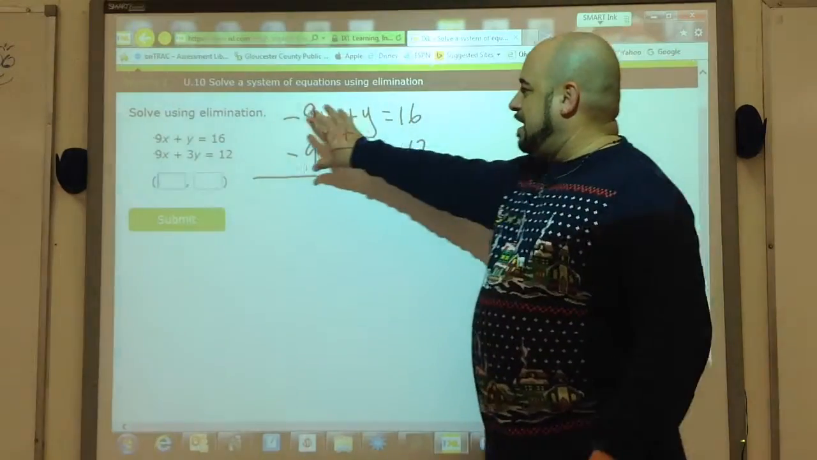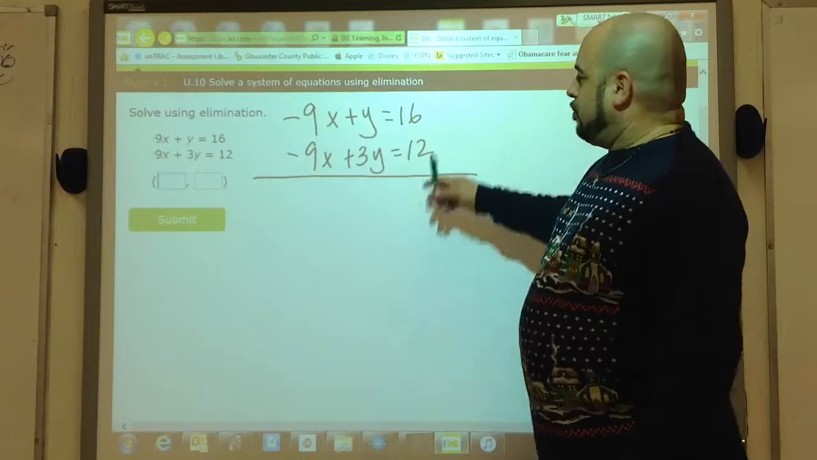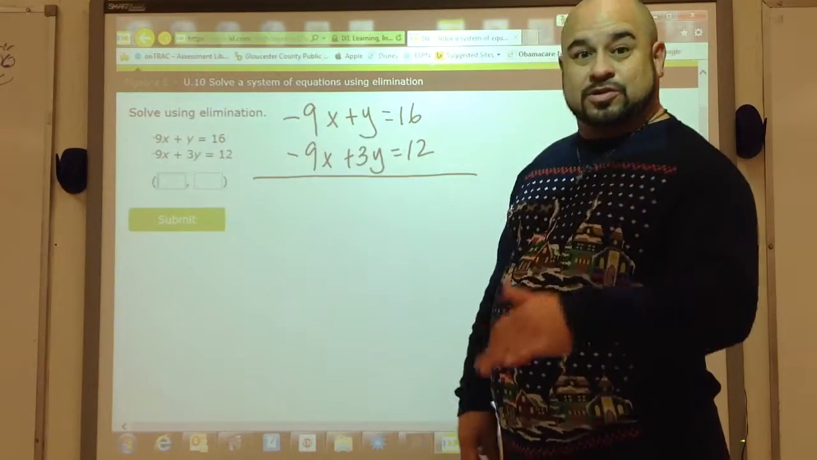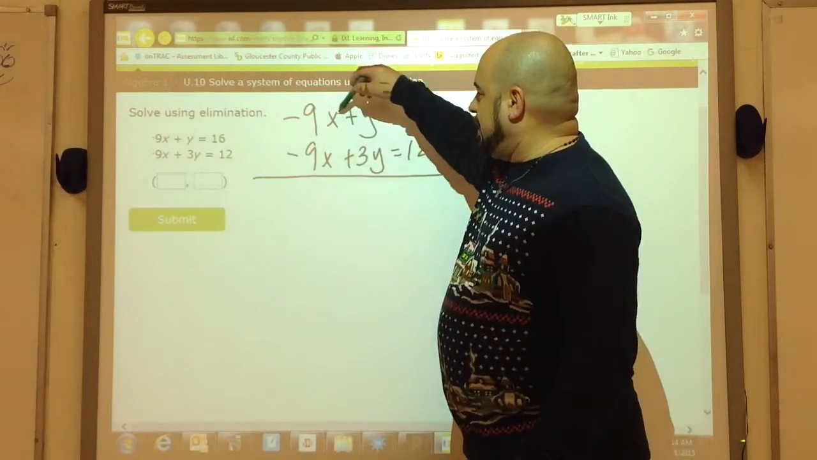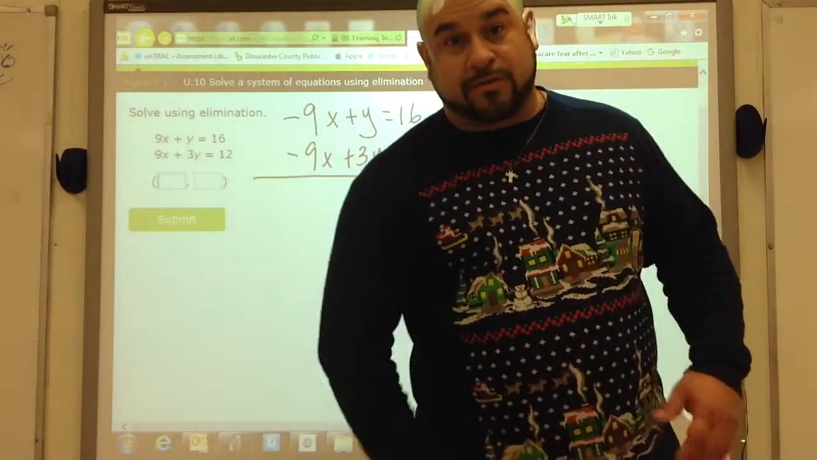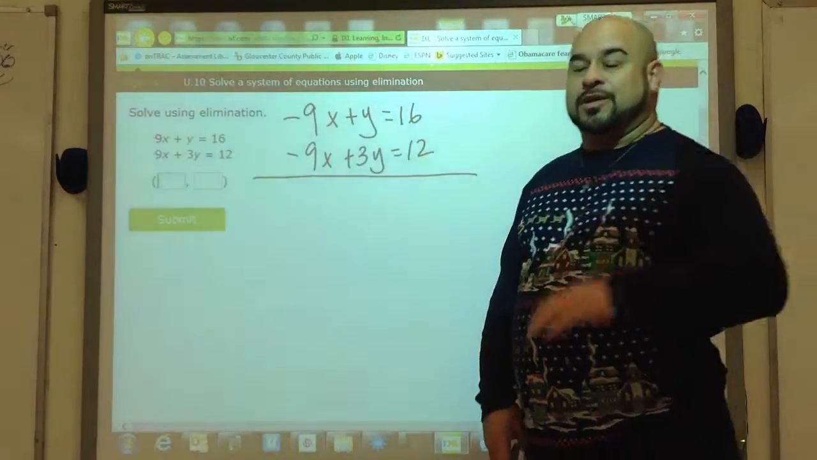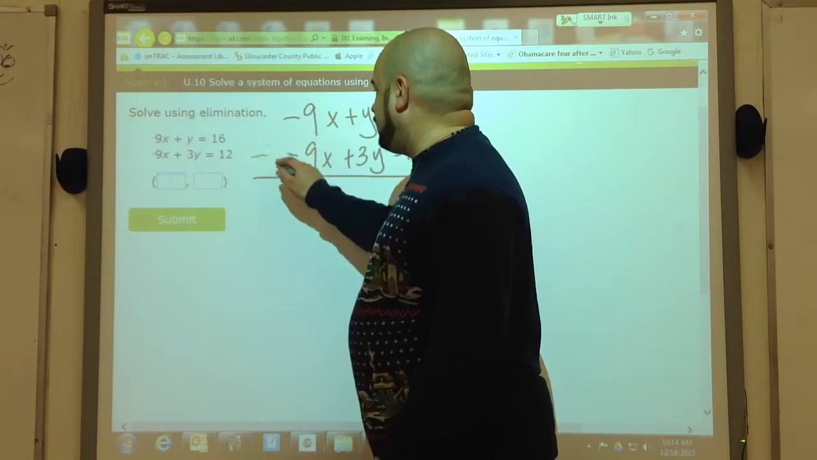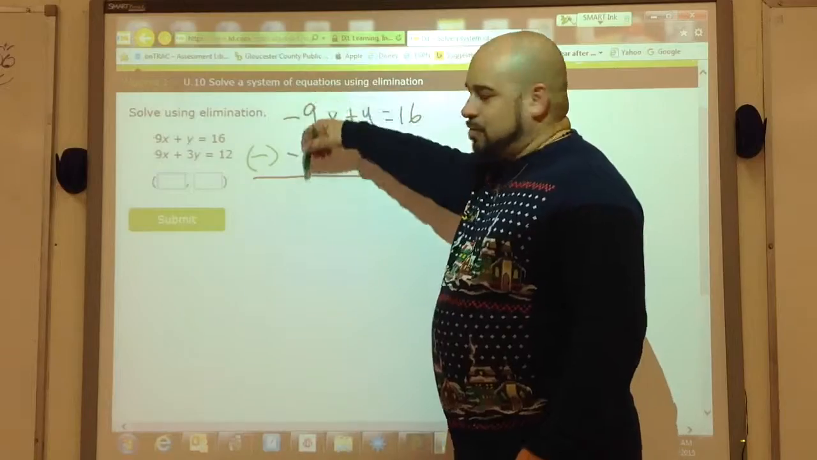So what I've done is I've rewritten the problem here, and I've asked myself, what will help me eliminate one of my variables? Do I add or subtract? So I start with those two options first. Notice that negative 9x and negative 9x are the same thing. And so that's what you want to look for, where one of the terms or both of the terms are the same, and see whether you can add or subtract to eliminate them. In this case, I need to subtract.